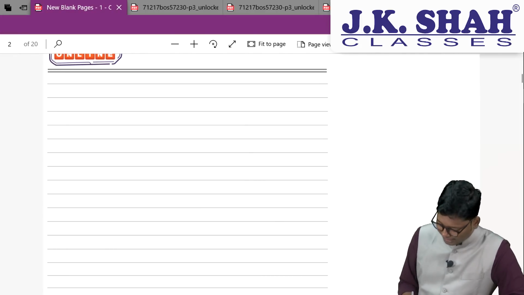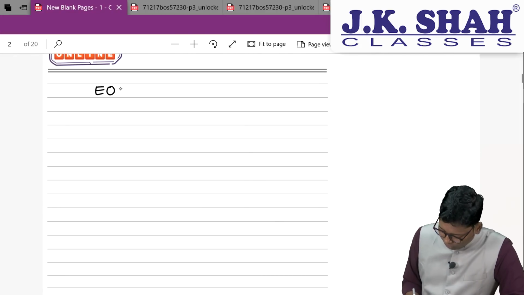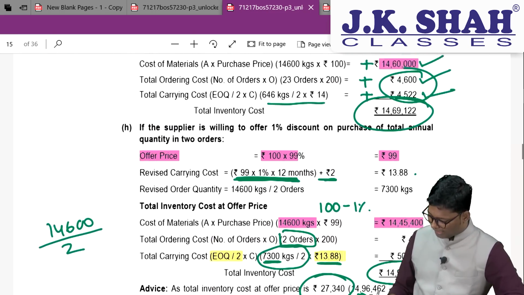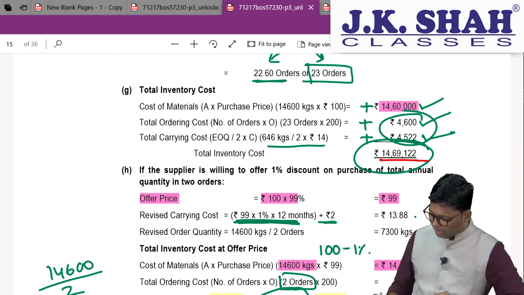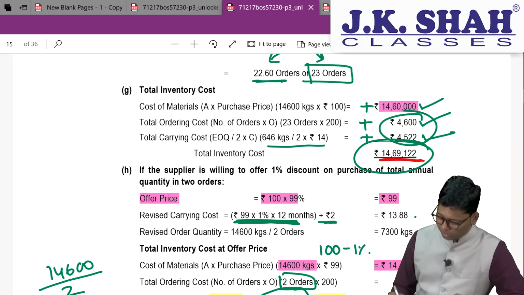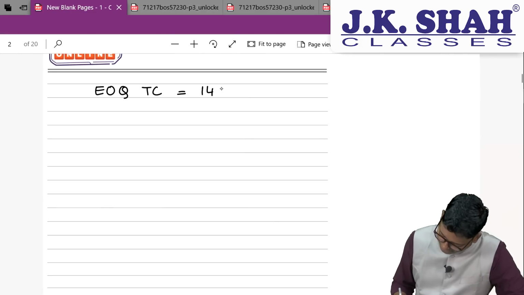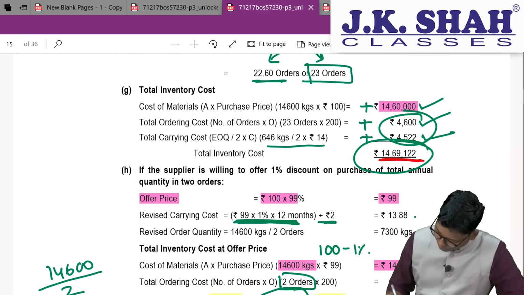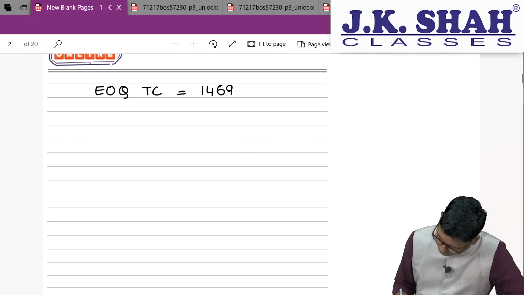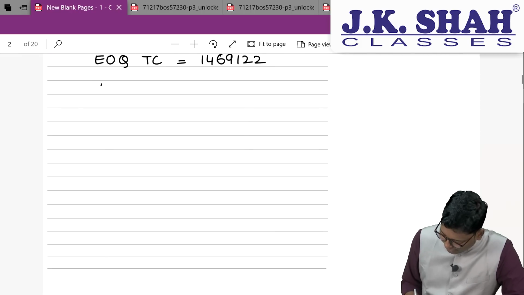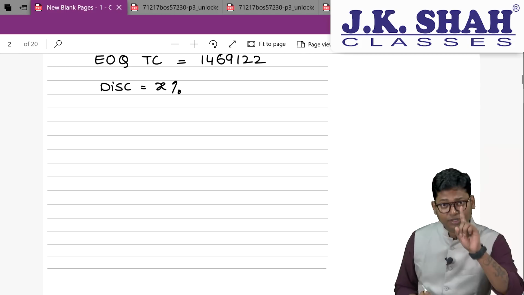Now try and understand. My EOQ's total cost is available. Now EOQ's total cost, according to our calculation in point number H, when we calculated EOQ cost, that one was 14,69,122, correct? So same thing I am recording here. It is 14,69,122. Now, if you want to calculate a discount margin, in that case, we assume discount is equal to X%, correct? This is the first assumption.